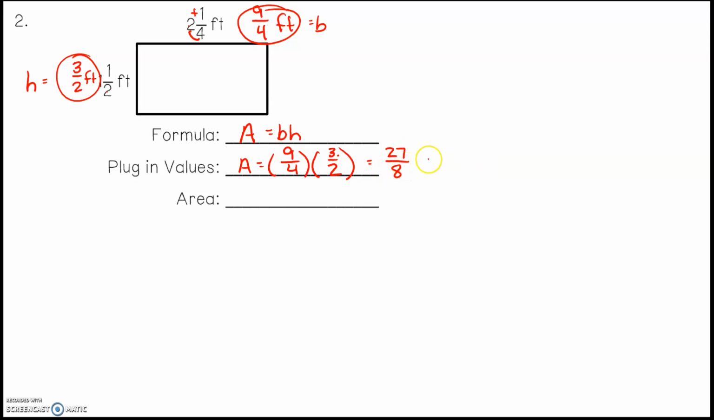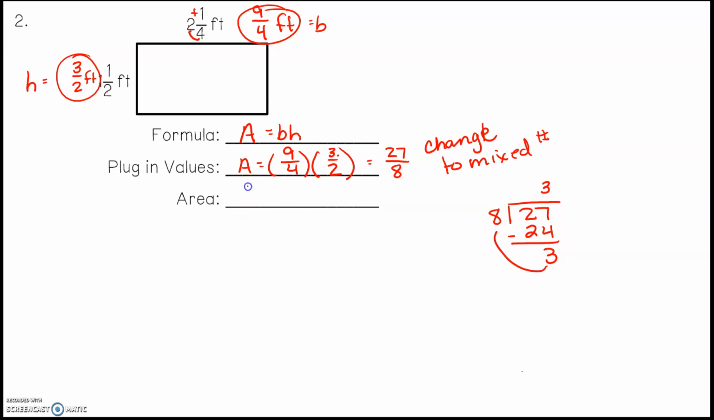So then I'm going to change this back into a mixed number by doing the division. It's 8 into 27. So how many groups of 8 things can I make out of 27 things? That's going to be 3, which uses 24 things. And I'm going to have 3 things left over out of the 8 it takes to make a whole. So I have 3, so the area is 3 and 3/8. Whatever you're dividing by is your denominator. 3/8, and we're doing feet squared.